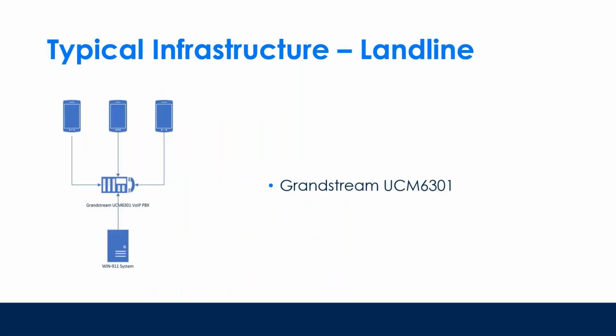It's just another basic diagram. So what Win911 would do is go straight to this GrandStream device, and I don't have it on the diagram, but that GrandStream device would be connected to a, I'm sorry, a landline, and then all the calls would go through that landline.